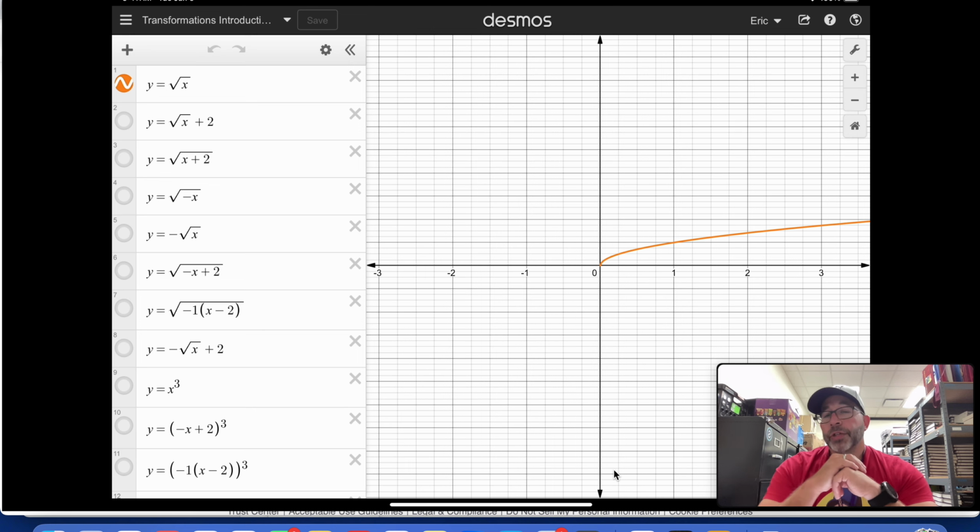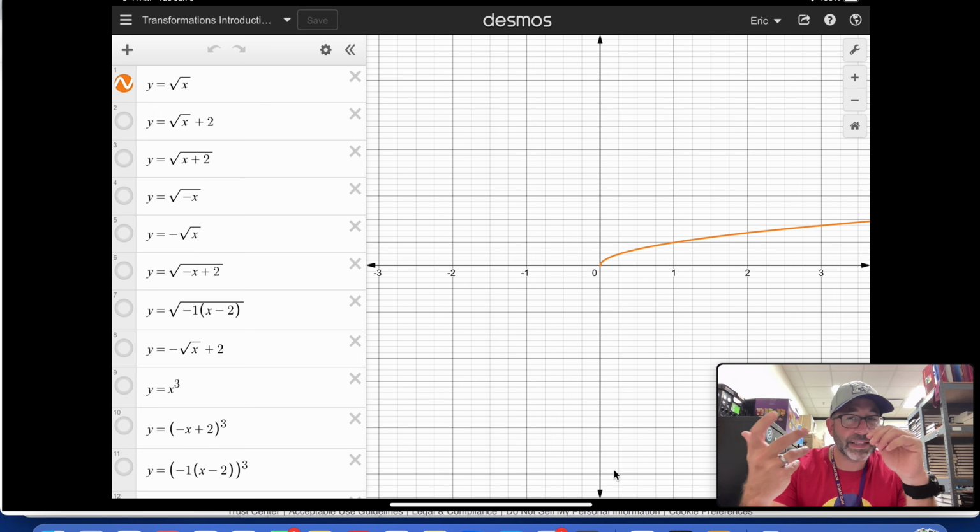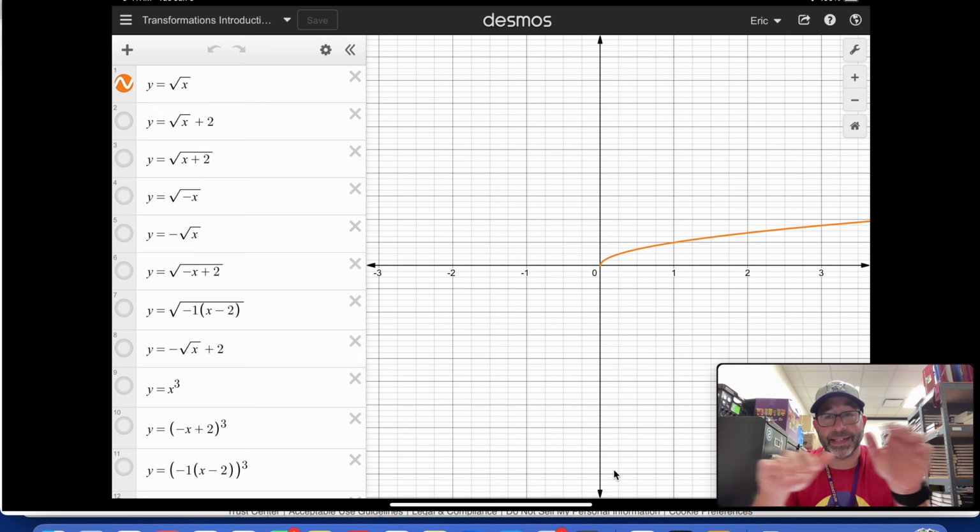Okay. So, first off, I'm going to start with what we call rigid transformations. Rigid means that the shape itself does not actually change. So, it's rigid, it's stiff. And so, what we're talking about when we're doing rigid transformations is we're doing the basic up, down, left, right, reflecting. But that's it. We're not doing any stretches or shrinks. Okay. So what do all these look like?